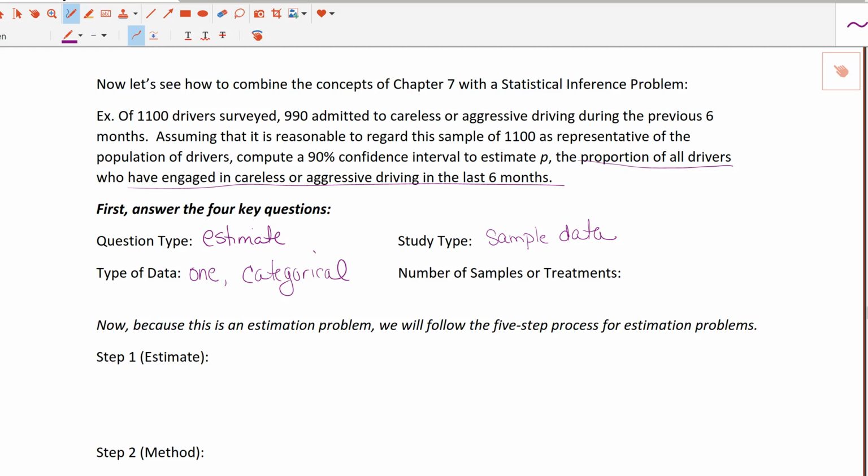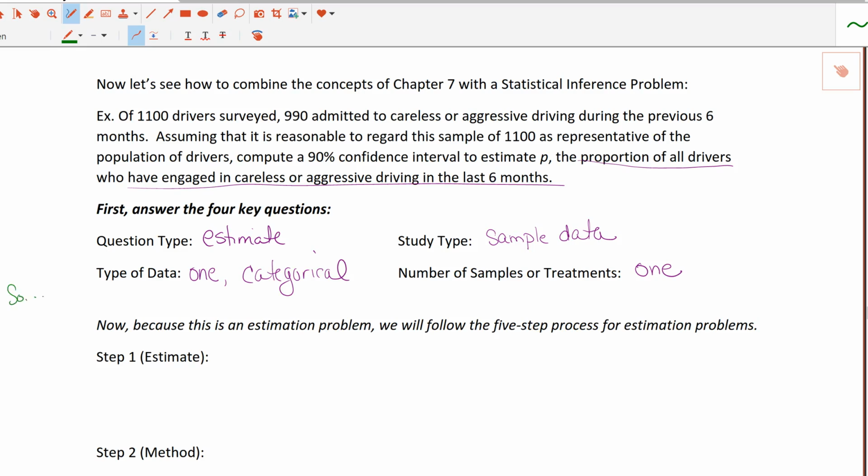And the number of samples or treatments, well, they just took one big sample. It doesn't matter that there are 1,100 drivers. It's one sample that consists of 1,100 drivers. So, what does this mean?